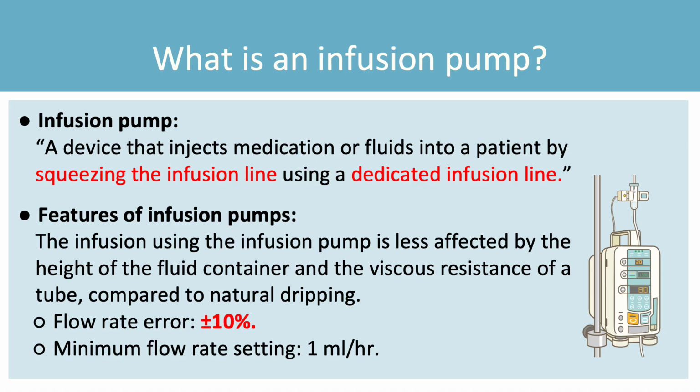An infusion pump is a device that infuses medication into a patient by squeezing the dedicated infusion line. One of the features of the infusion pumps is that the infusion through the pump is less affected by the height of the fluid container and viscous resistance of a tube, compared to natural dripping. In addition, the flow rate error is plus or minus 10%, and the minimum set flow rate can be set from 1 milliliter per hour.